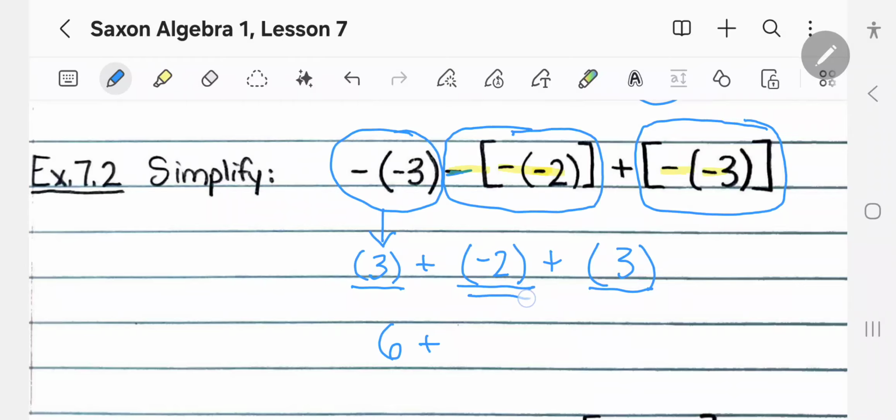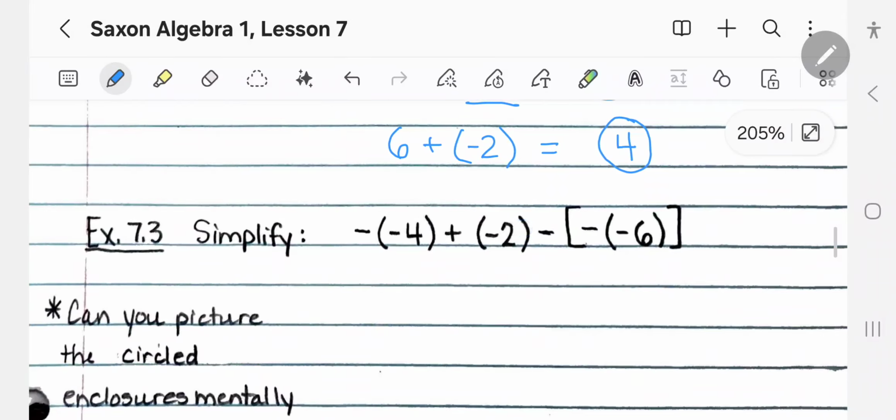Now I'm going to combine all my positives, and I get 6. And my negatives, and I get negative 2. Now I'm going to combine things that have different signs. So I subtract their absolute values and get 4. And I take the sign of the one that had the largest absolute value, which is 6. And it's positive. So the answer will be positive 4.